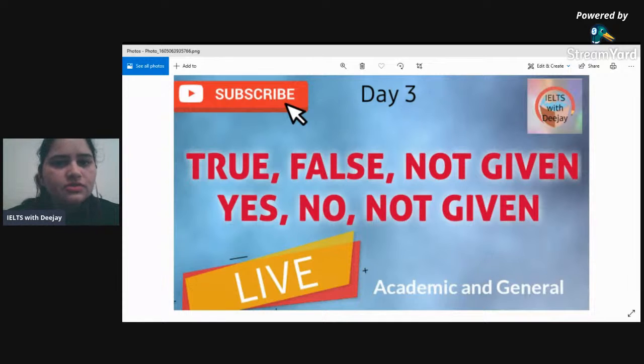Today we will discuss true, false, not given and yes, no, not given questions, because these are very confusing for some students. They're not able to understand how to mark their answer. So we will be doing everything about these questions. We will be doing exercises at the end so that you can understand how to solve these questions. We will be doing it together so you can know about the way I am doing it.